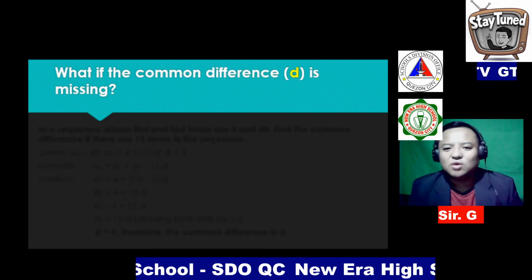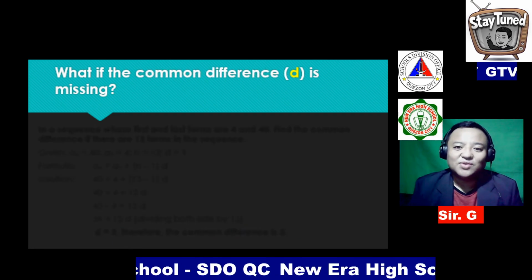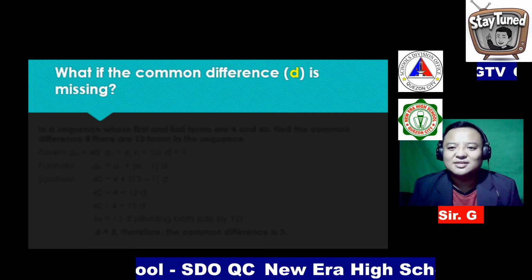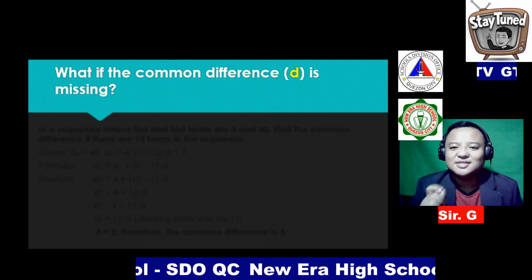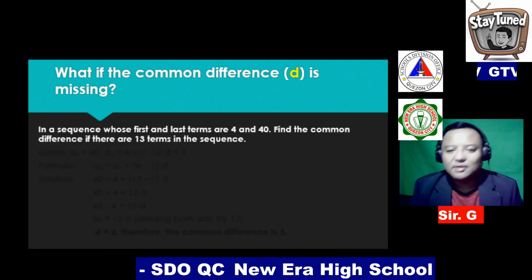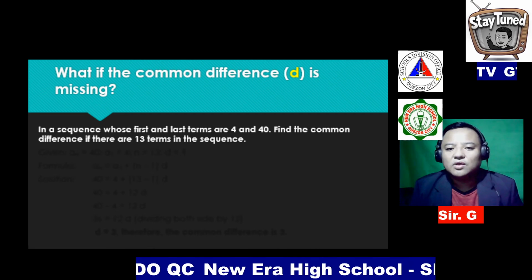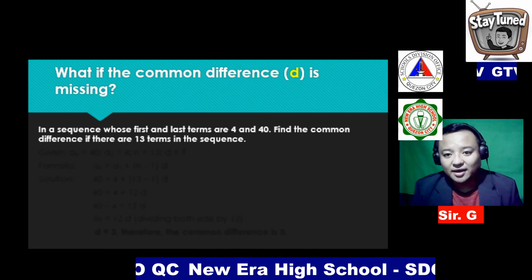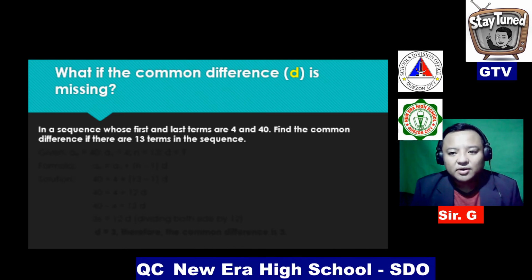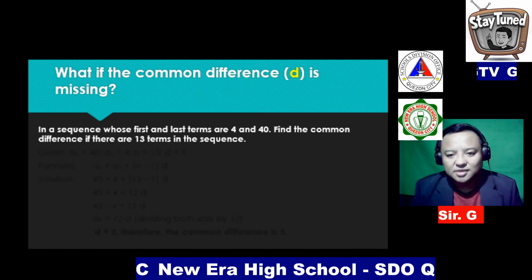What if the common difference is missing? Ito na yung uli, di ba? Last one. What if the common difference d is missing? Okay, in a sequence whose first and last terms are 4 and 40, find the common difference if there are 13 terms in the sequence.